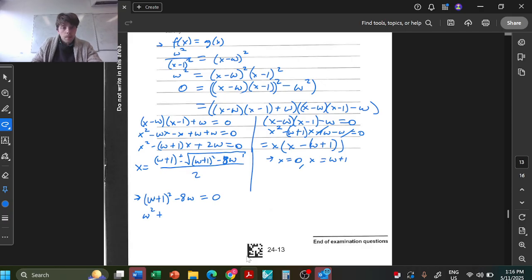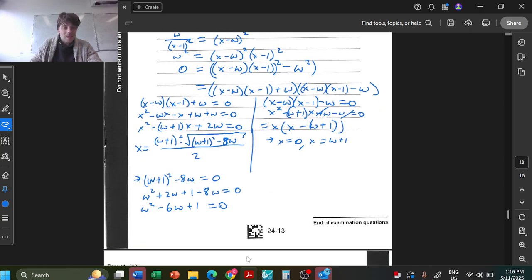That's going to be w squared plus 2w plus 1 minus 8w equals 0, which is w squared minus 6w plus 1 equals 0. So we need to do a quadratic formula within a quadratic formula for this one. That's going to give us that w is equal to negative b, so that's 6 plus or minus the square root of 6 squared, so 36 minus 4 times 1, over 2.